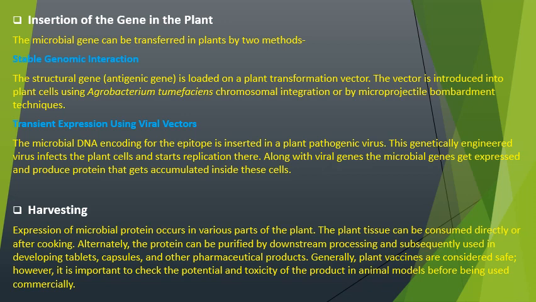Expression of the microbial proteins occurs in various parts of plants. The plant tissue can be consumed directly or after cooking. Alternatively, the protein can be purified by downstream processing and subsequently used in developing tablets, capsules, and other pharmaceutical products. Generally, plant vaccines are considered safe. However, it is important to check the potential toxicity of the product in animal models before it is used commercially.